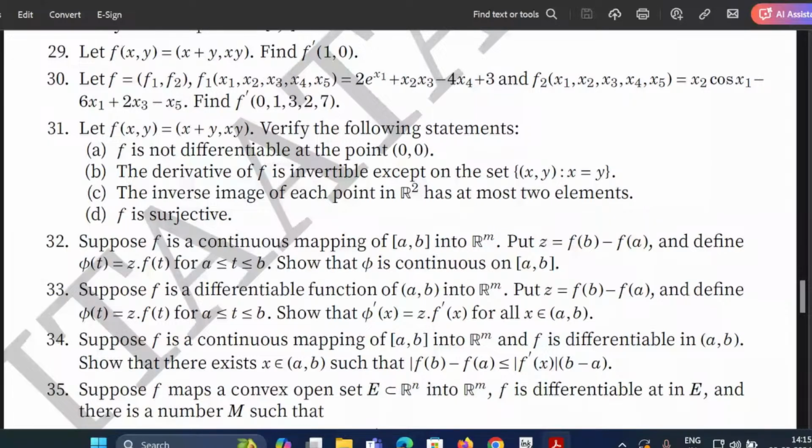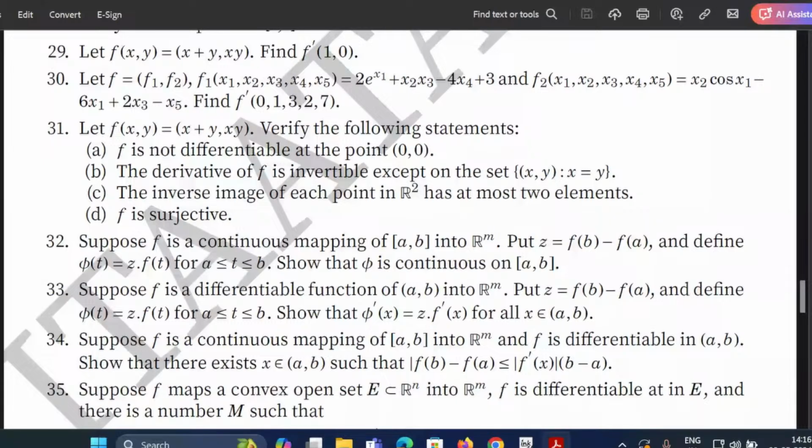Fine. The inverse image of each point in R2 has at most 2 elements. It's not related to derivative, but just a simple thing. Inverse image of R2 means what? Consider any point A and B. So is it a correct statement or false?